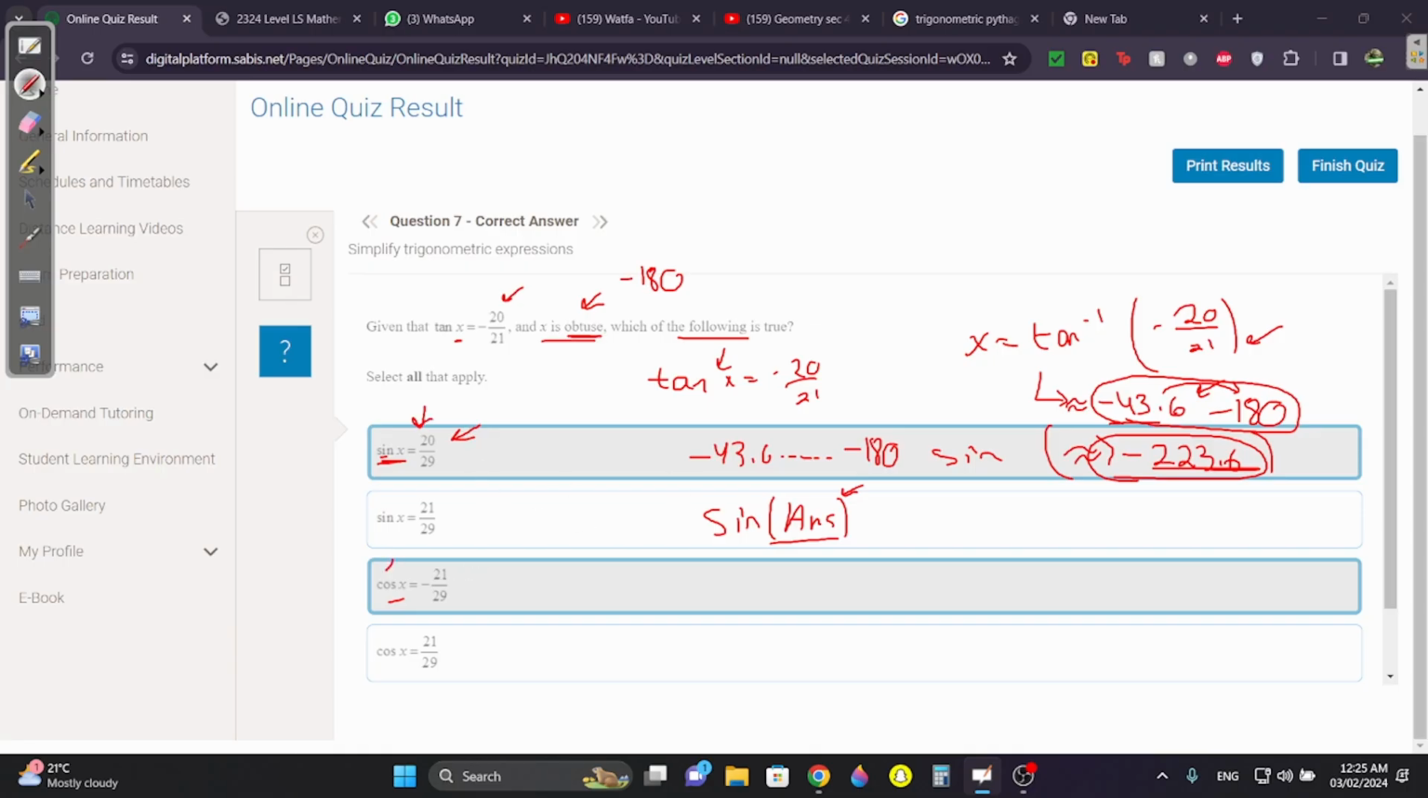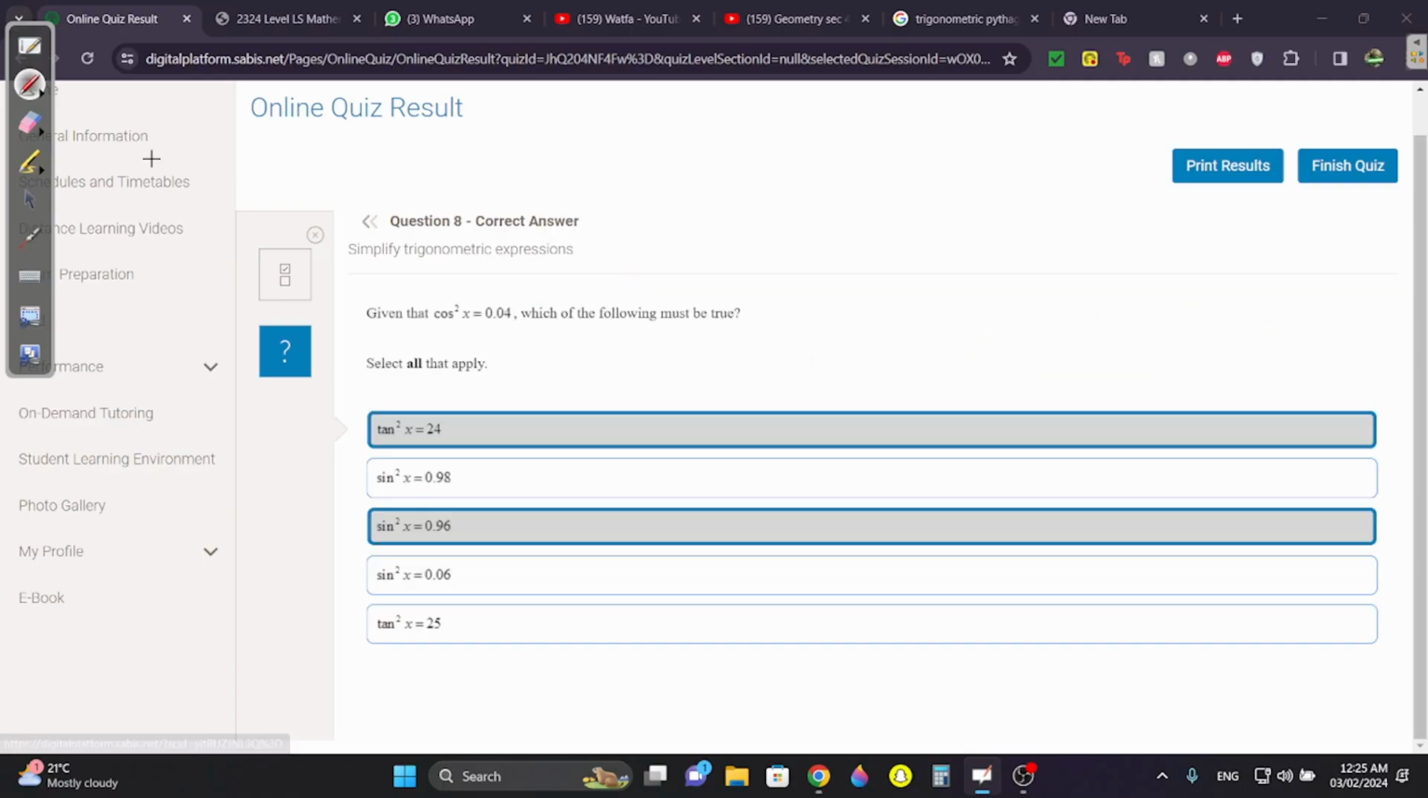And then same thing for cosine. You do the same thing. You do the inverse tan, get it, then do minus 180, and then you do cosine of that number, and you're going to get minus 21 over 29. Okay?